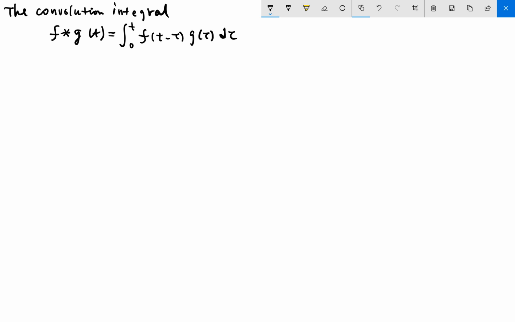If you do the variable change, you are going to find out this is equivalent to the integral of f(tau) g(t minus tau). Okay, that's the same thing.